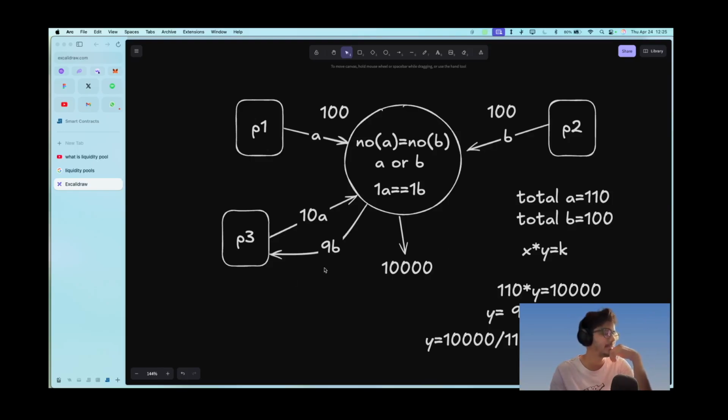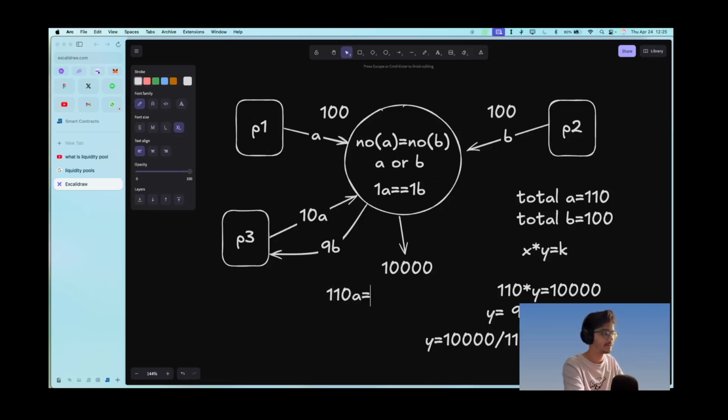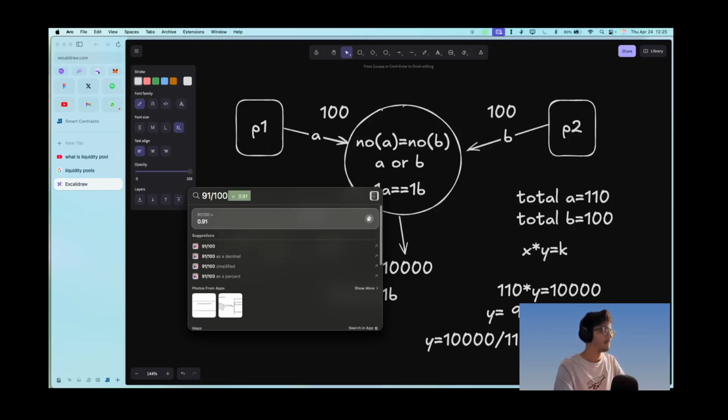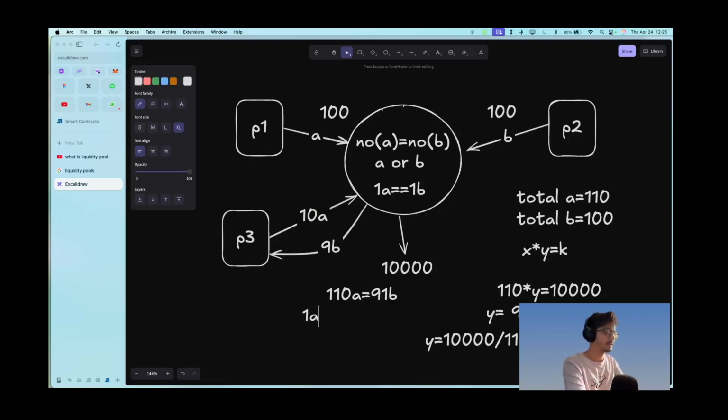So this guy got 9B, right? Now what is the price here now? So there are 110 A's for 91 B's. So now the price of 1A will be equal to 0.91B. So 1A will give you 0.91B, not the complete B. So 1A is not equal to 1B. The price of B has increased from A. So that is, B is in less supply and more demand, and A is in more supply, less demand. I hope this was simple enough to understand.